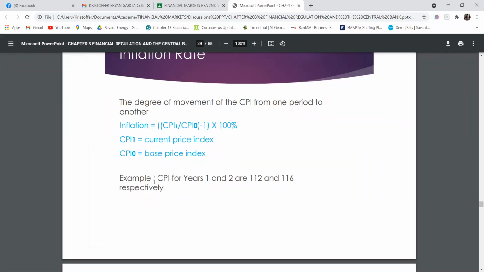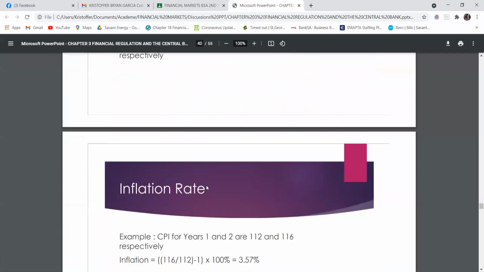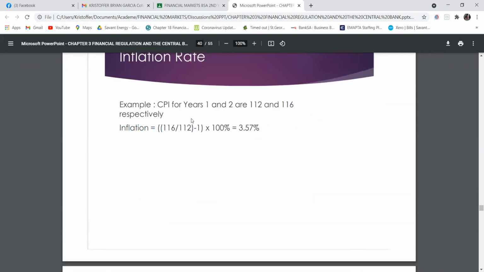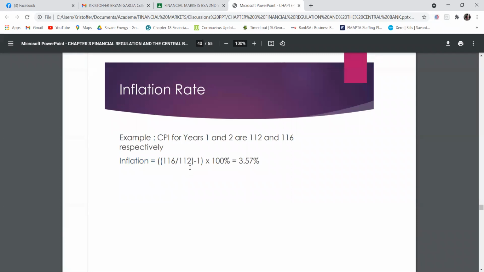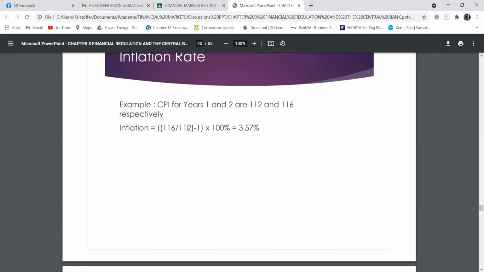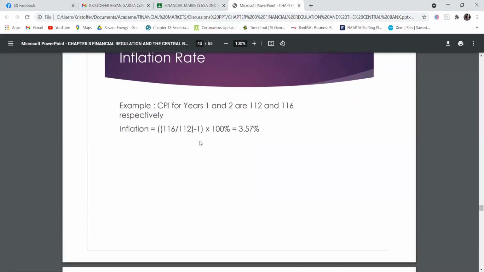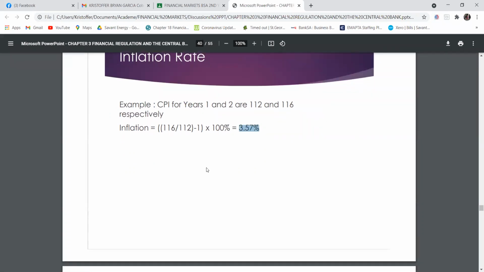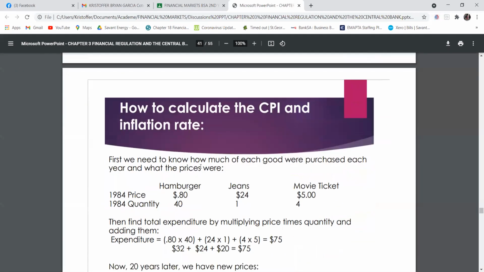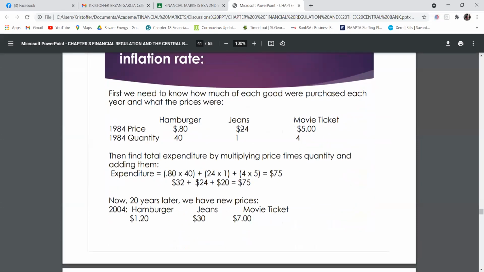So ito, more on substitution lang. CPI daw sa year 1 and 2 are 112 and 116 respectively. So computein mo lang, i-substitute mo yung nasa formula. So ang base year mo lagi is the prior year or the year 1. Okay, so 116 divide 112 minus 1 times 100. Ibig sabihin, ang inflation rate daw ay 3.57%. So ito, mag-calculate tayo. Again, this is just an example. Galing nga lang to sa internet para lang mabigyan kayo ng bigger picture or mas ma-appreciate nyo siya. Pero again, hindi tayo magko-compute sa exam.